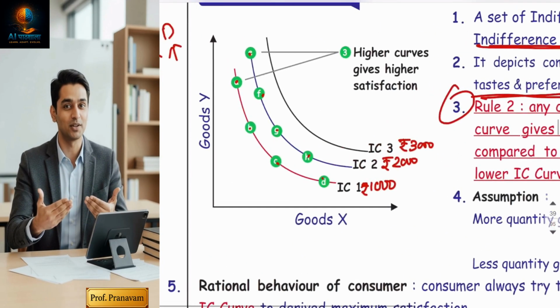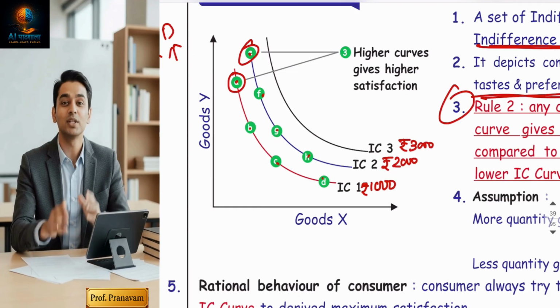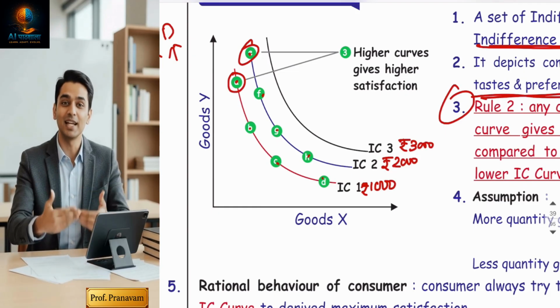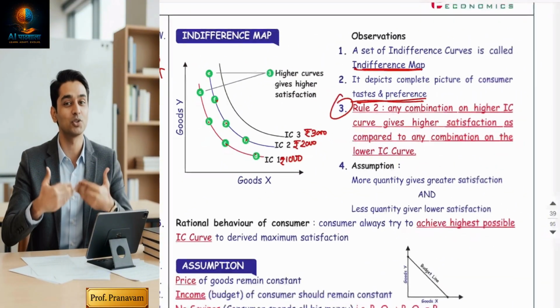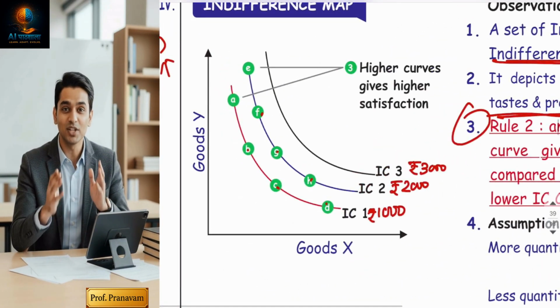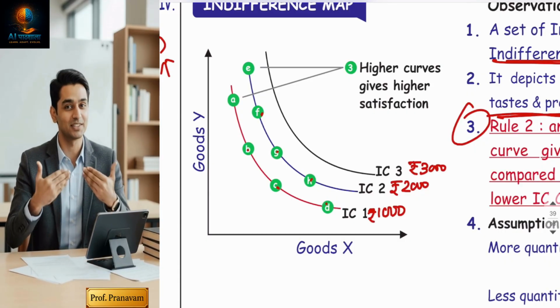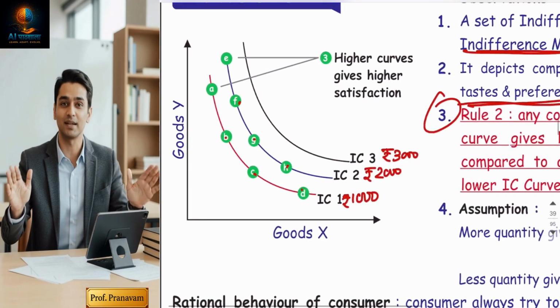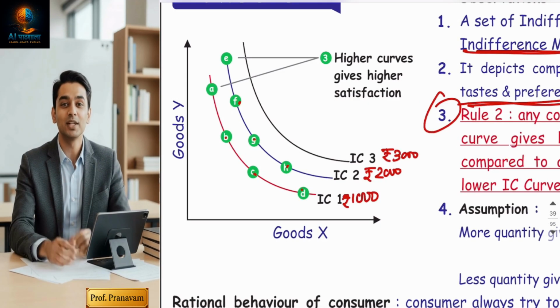But if I compare A with E, are they giving equal satisfaction? No. A higher curve gives me higher satisfaction. That is my rule number two. Any combination on the IC2 curve will give me higher satisfaction as compared to IC1. But sir, how can you say that? Because IC2 is of 2,000 rupees, where I can purchase comparatively more quantity of food and clothes.